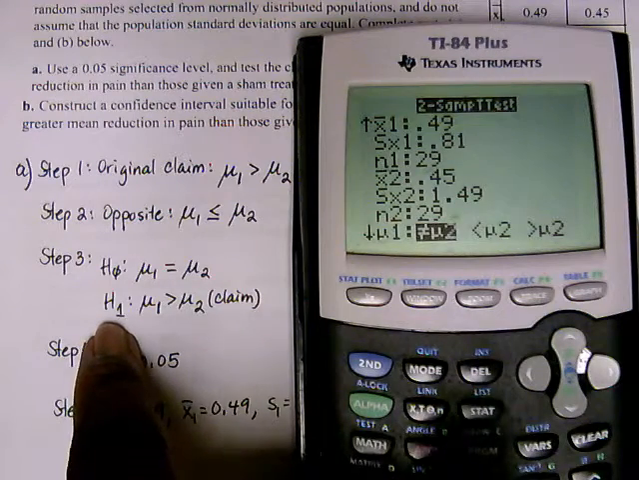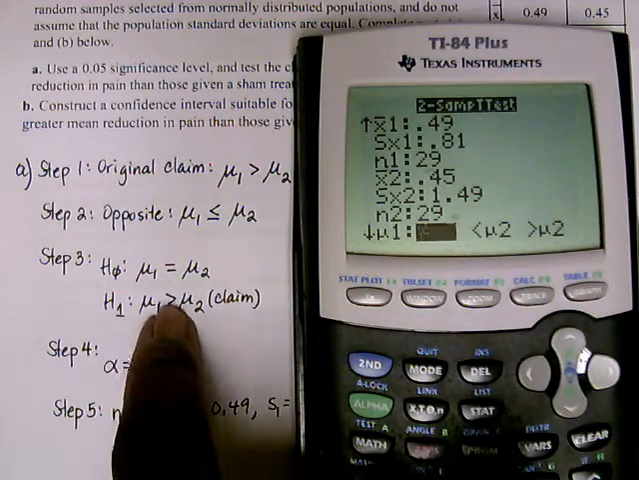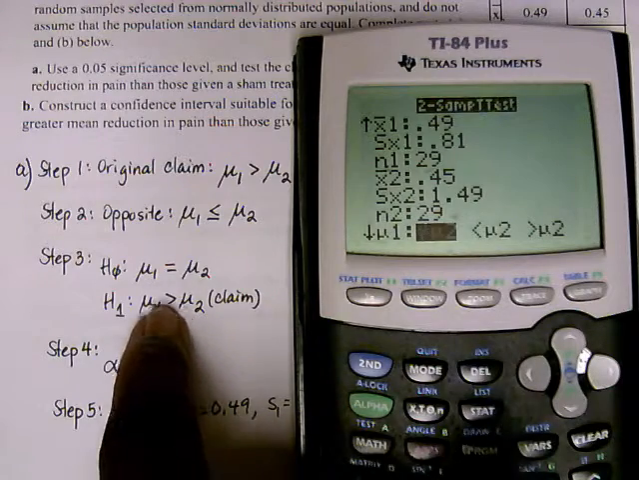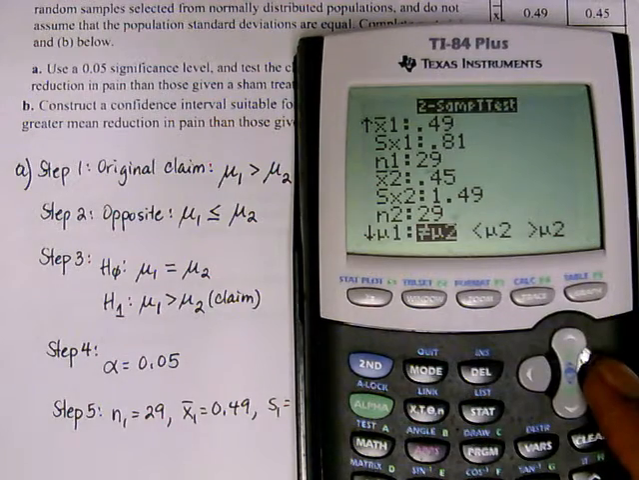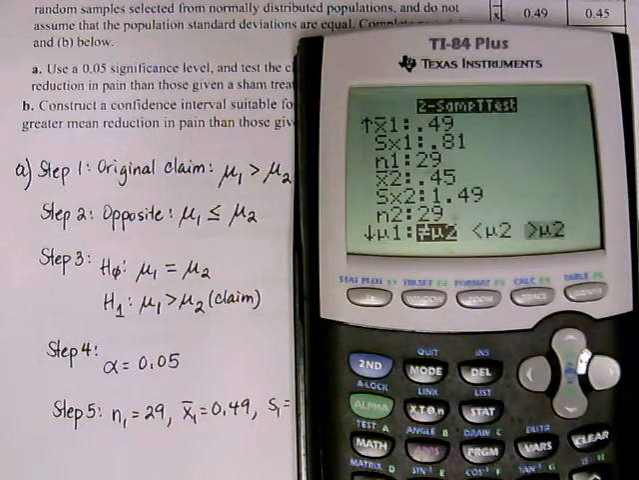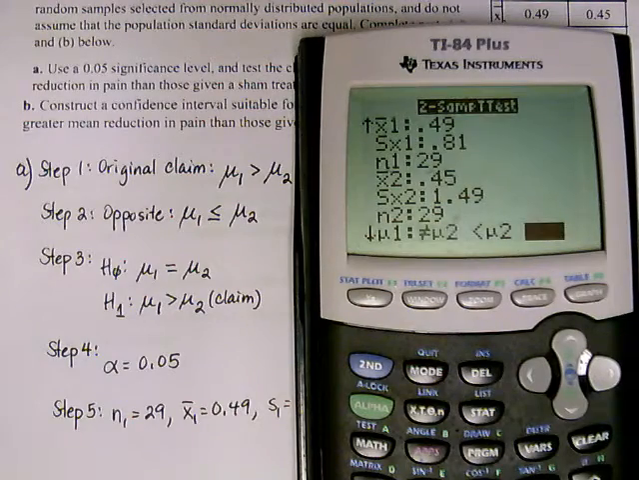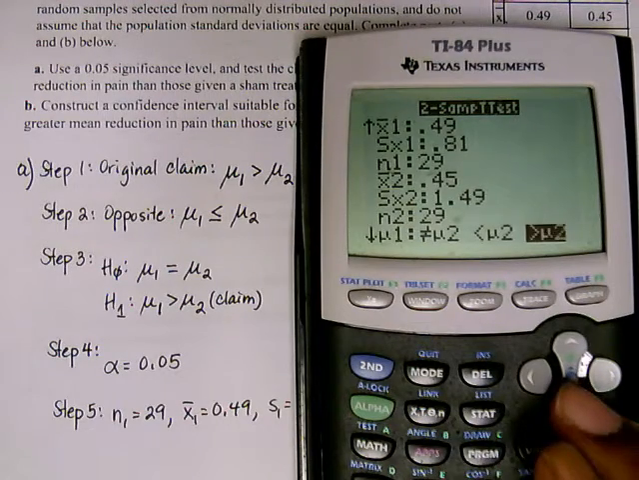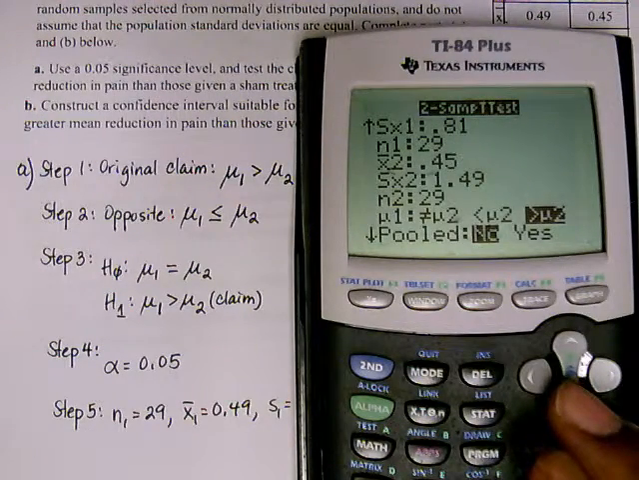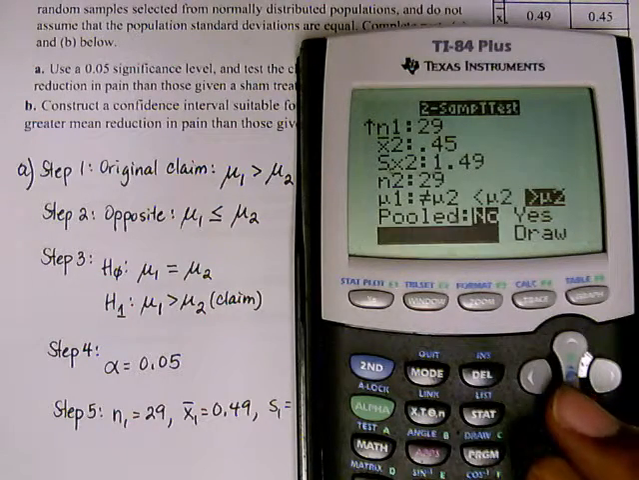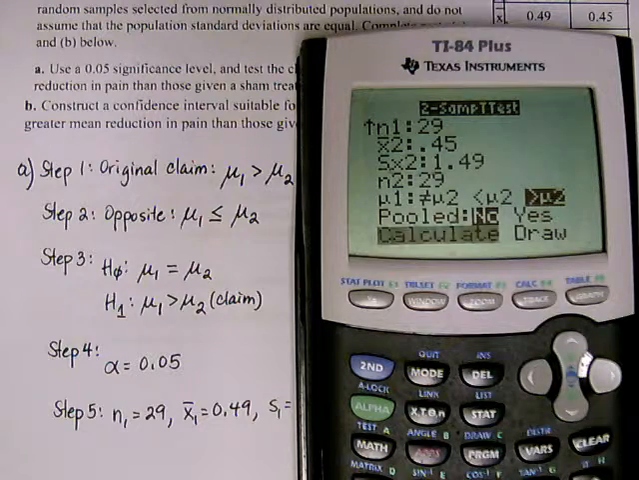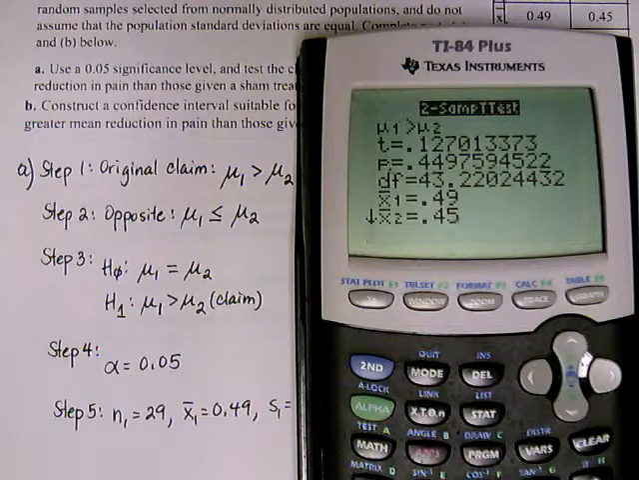The alternative hypothesis says mu1 is greater than mu2. So we need to select the one that says greater than mu2, which is this one right here. So we need to put the blinking cursor on top of greater than mu sub 2 and press enter to highlight it. Then hit your down arrow key. For pooled, we select no, and it will always be no. Then hit your down arrow key to highlight calculate. The blinking cursor should be on calculate, and then press enter.